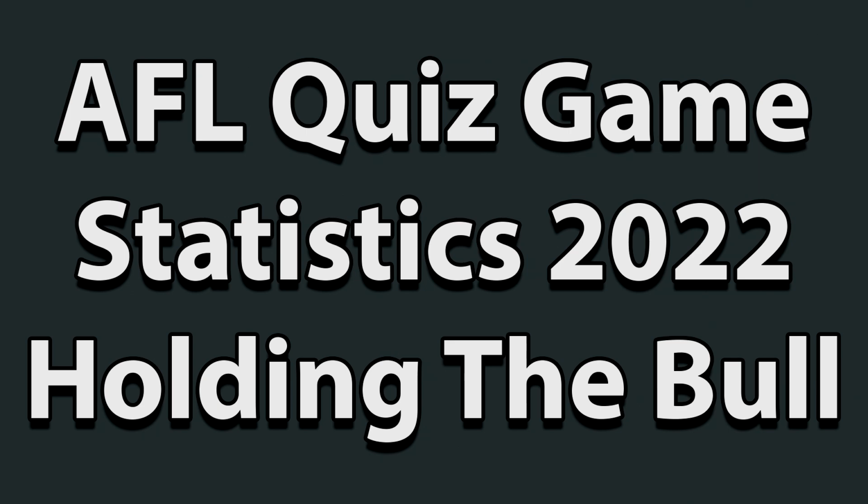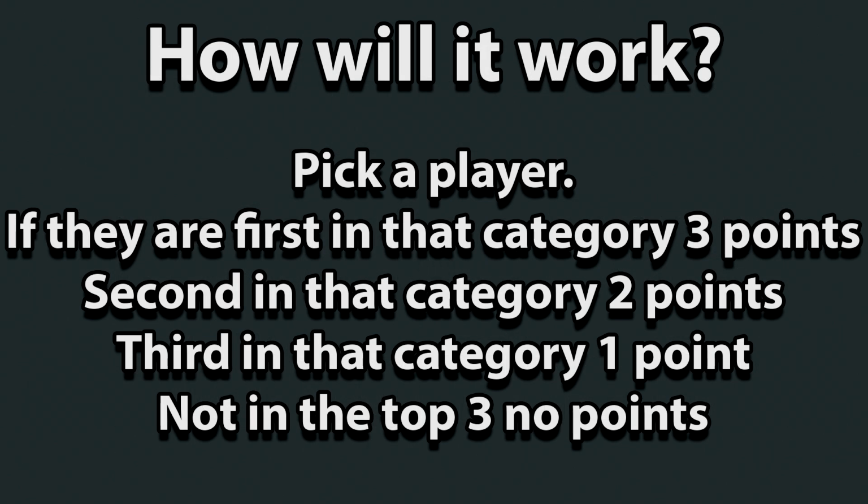Let's play an AFL quiz game. I'll give you different categories and you have to write down who you think is the top player for each category. This will make a bit more sense in just a minute. So how does it work?